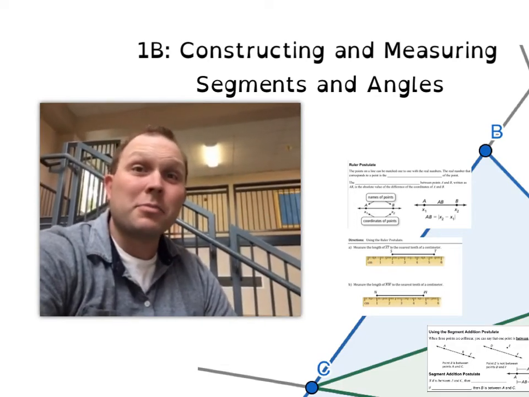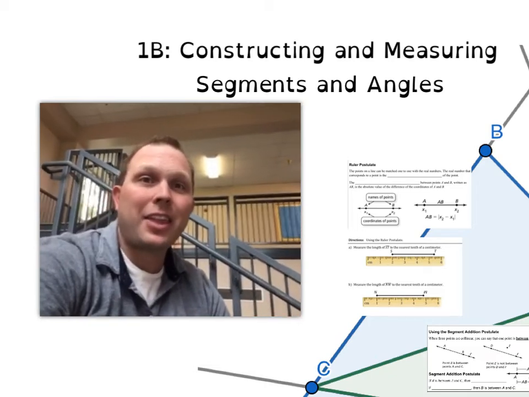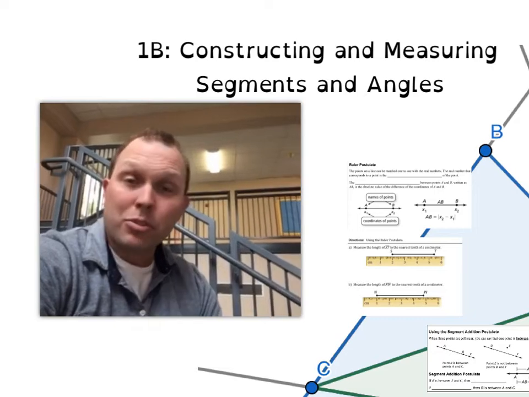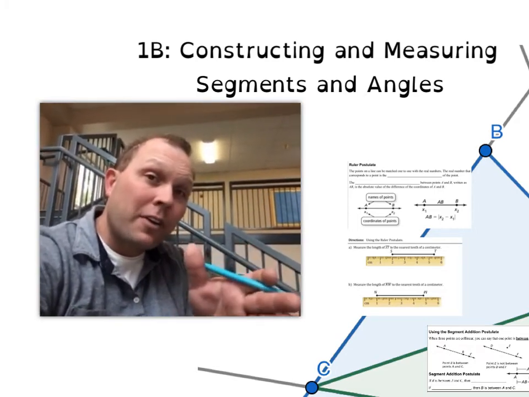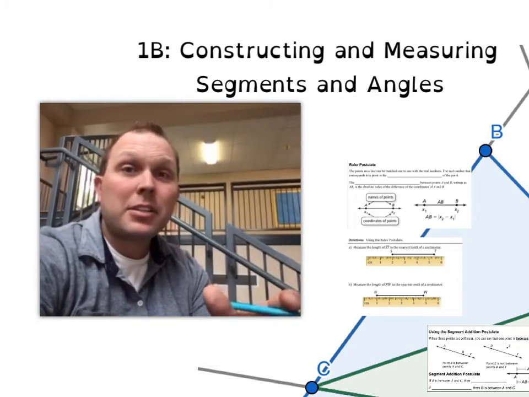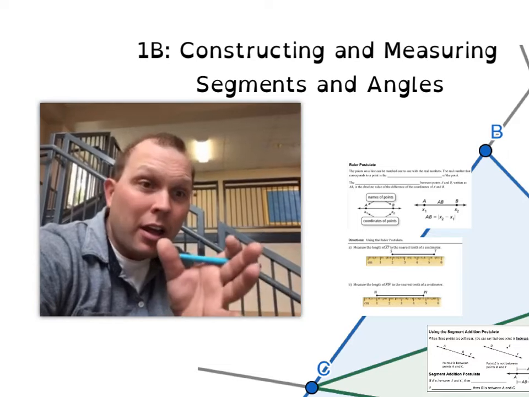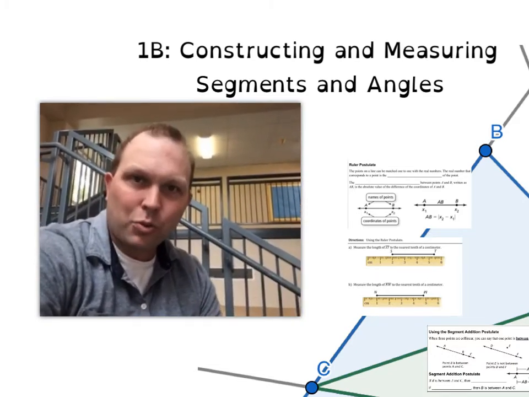So now that we have some definitions of points, lines, planes, rays, and things like that, we can put them together to start getting some more interesting geometry going on. And this is exactly what the Greeks did. They started to define angles and segments and things that we call postulates.